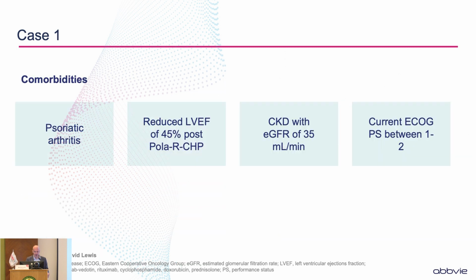CRS. As I mentioned to you, he's also got some comorbidities, including renal impairment, a slightly reduced performance status, and a slightly borderline cardiac function, as well as psoriatic arthritis. And again, these are the sort of things that would make me think this is the sort of patient where I would be monitoring maybe slightly closer and would have a lower threshold to go in with tocilizumab for even grade 1 CRS.